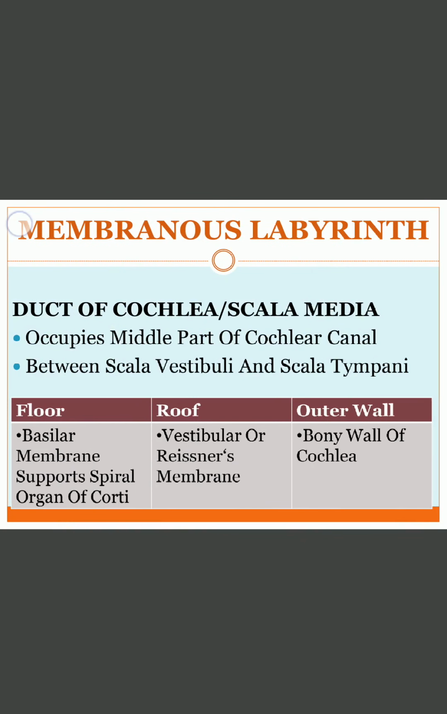Now we are done with the bony labyrinth; next, the membranous labyrinth. Anteriorly, the membranous labyrinth consists of the duct of cochlea, which is also known as scala media. So scala media, where is it present? It occupies the middle part of the cochlear canal, that is, between the scala vestibuli and the scala tympani.